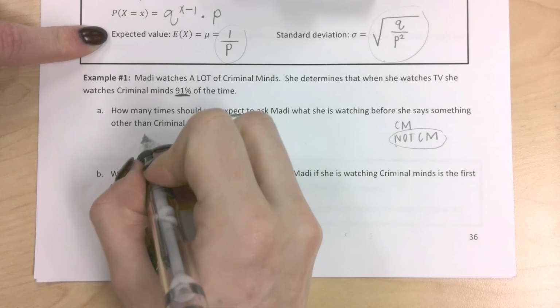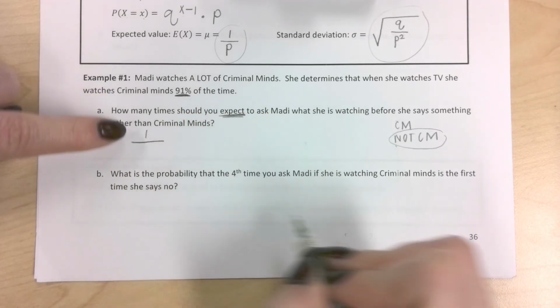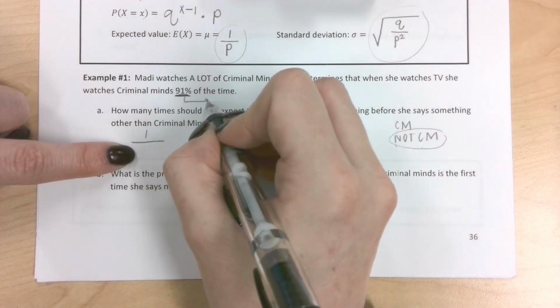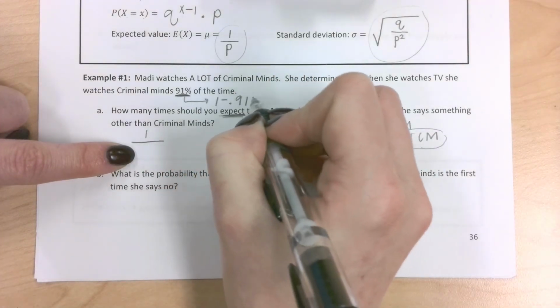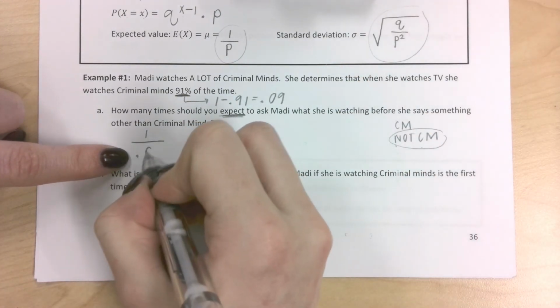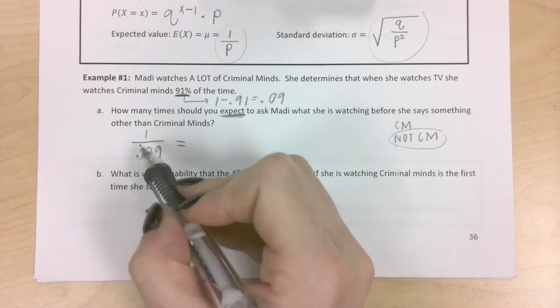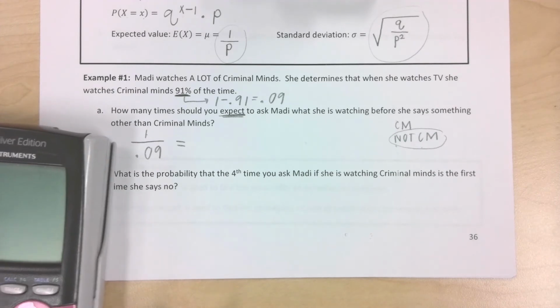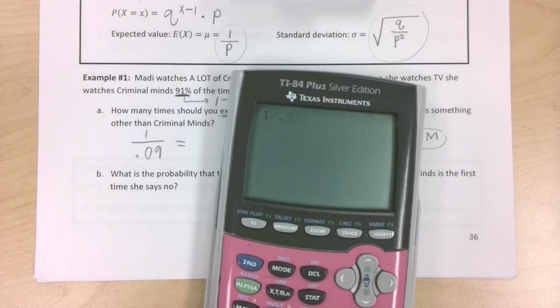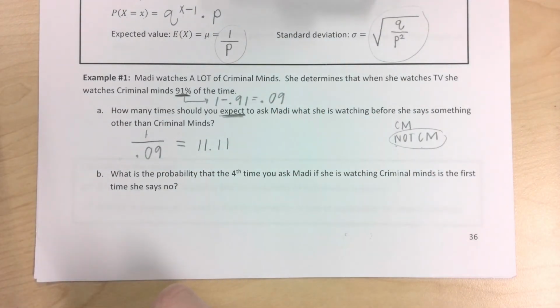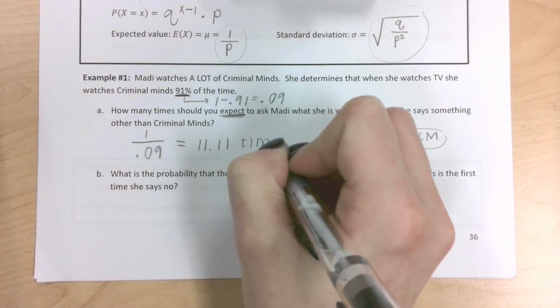So what I'm going to do is take 1 and divide by the chance that she is not watching Criminal Minds, which would be 1 minus this 0.91, which gives me 0.09. So I'm going to put that 0.09 in my denominator. Again, 1 divided by the chance that she's watching something else. And I get 11.11, and this is representing times that you ask her.